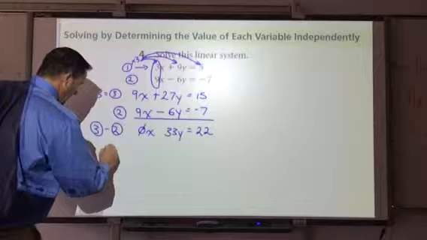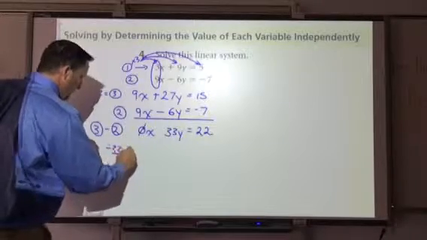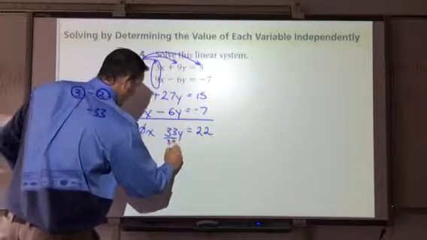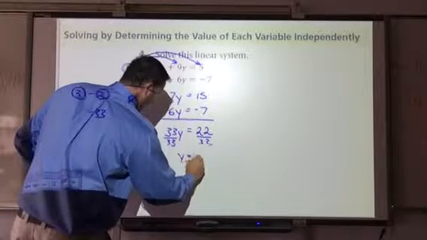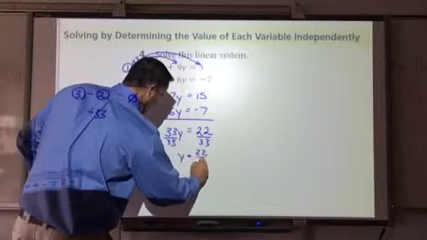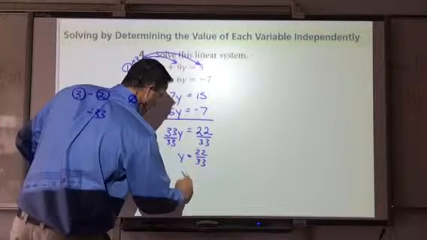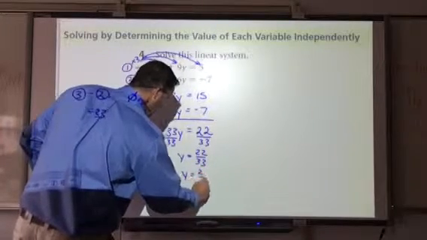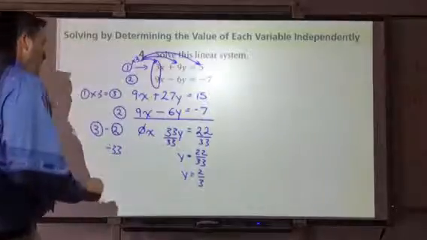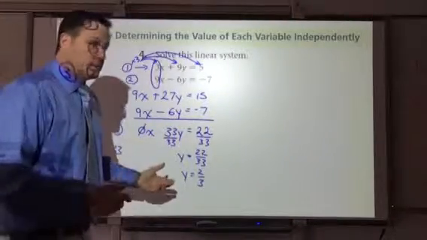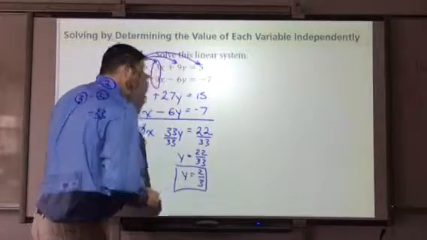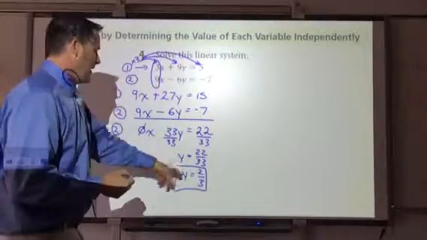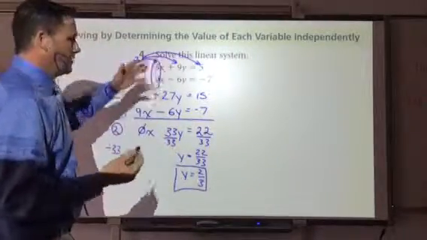Now, divide both sides by 33. Y equals 22 over 33, which simplifies to y equals 2/3. I'm not a huge fan of fractions, so I have my y value, but I still need to find my x. I don't want to take y equals 2/3 and sub it in there and do all that.